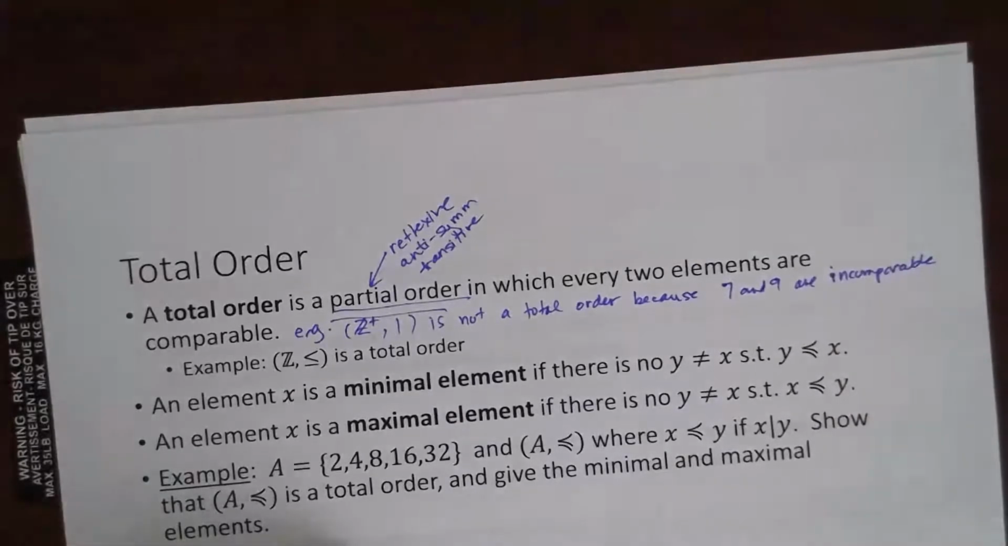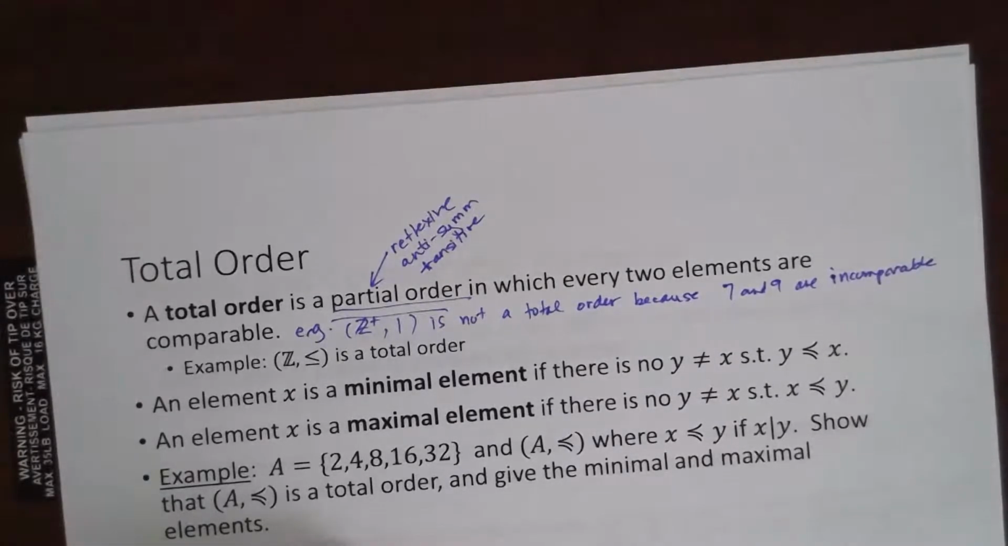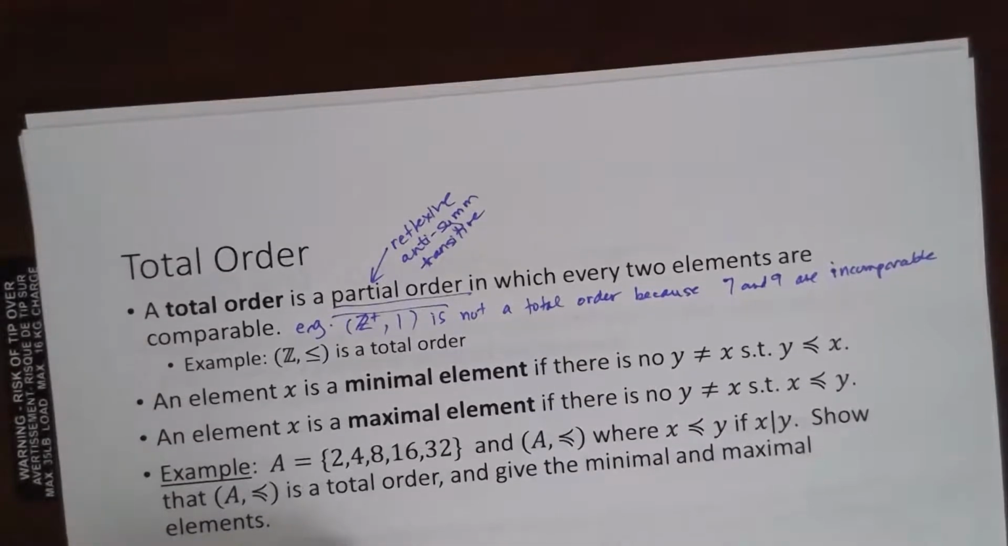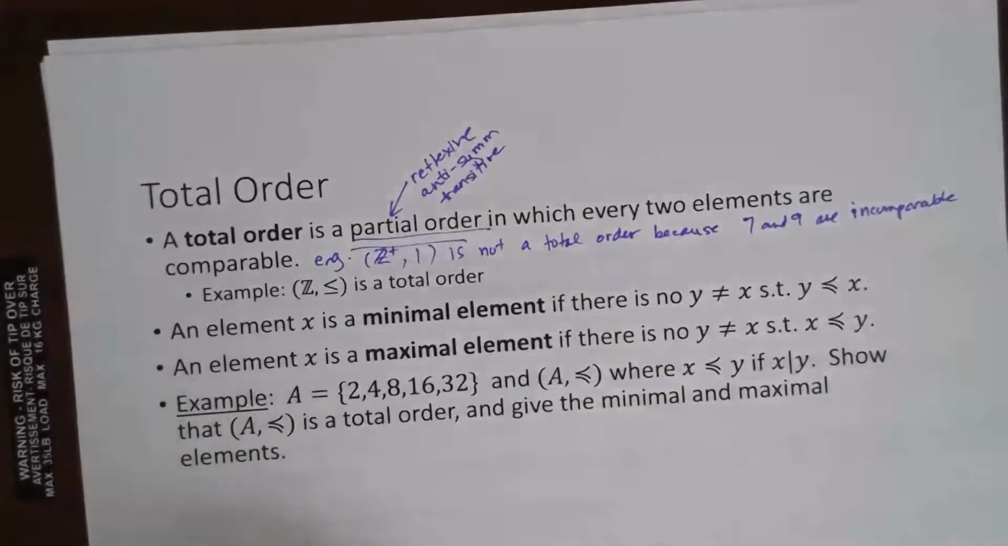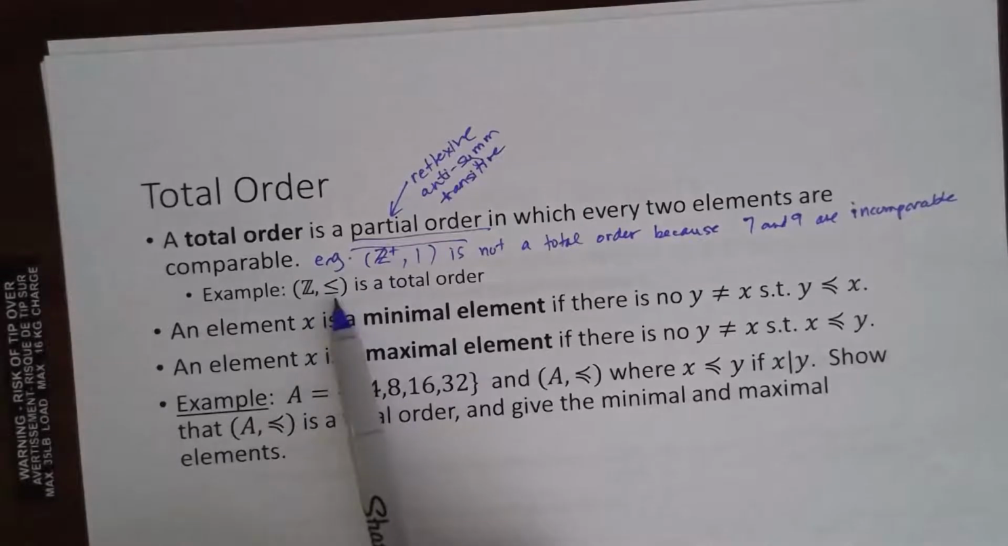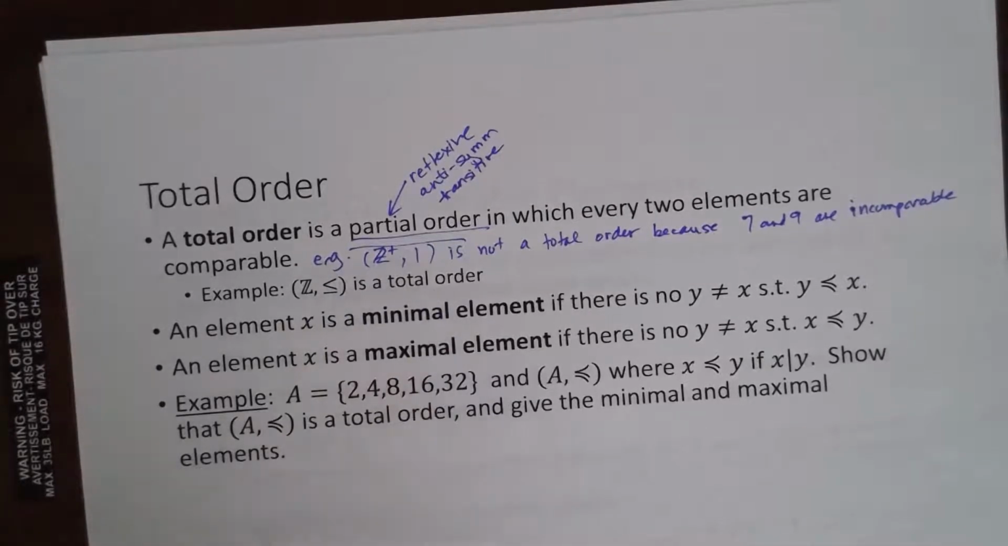In order to be a total order, every single two elements that I choose from the domain always have to be comparable. So the integers with the less than or equal to operator, that is a total order. No matter what two integers I pick, I'm always going to have either x is less than or equal to y, or y is less than or equal to x. I can't ever find any two integers where not one of those things is true.